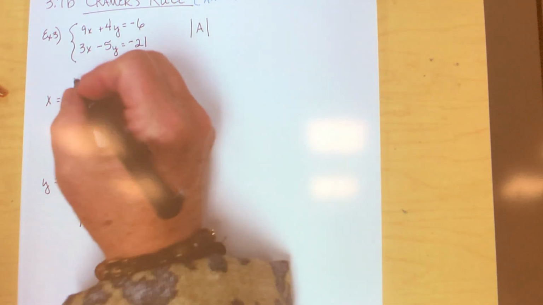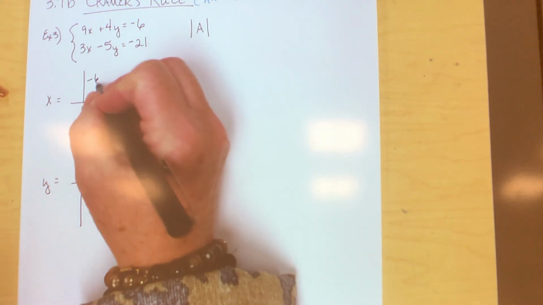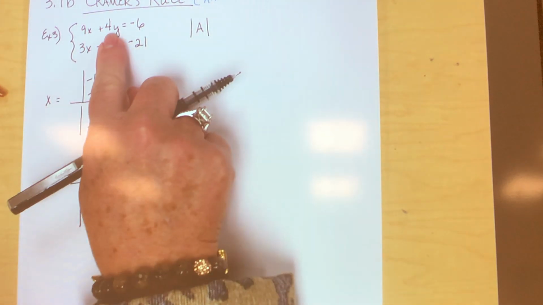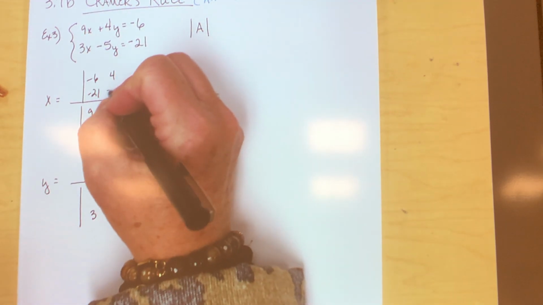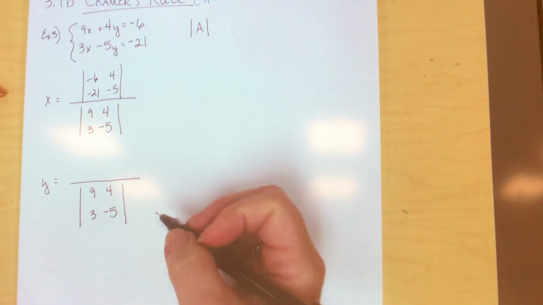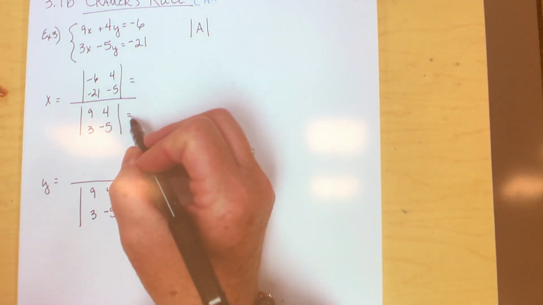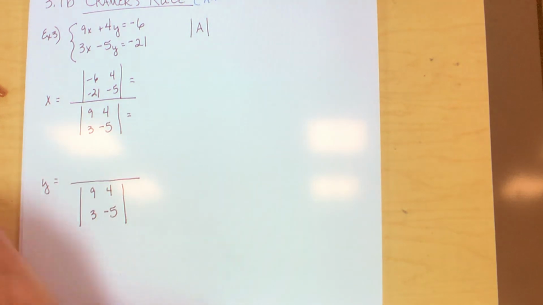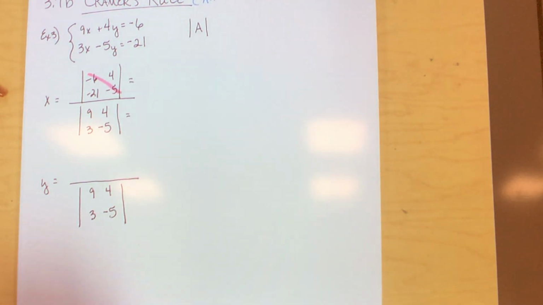So, what is my first column for my X's? -6, -21. Very good. And then I can use Y's. So my next column is 4, -5. Now, all we're going to do is find the determinant on top and divide it by the determinant on the bottom. So we're going to go down minus up. Are you with me?